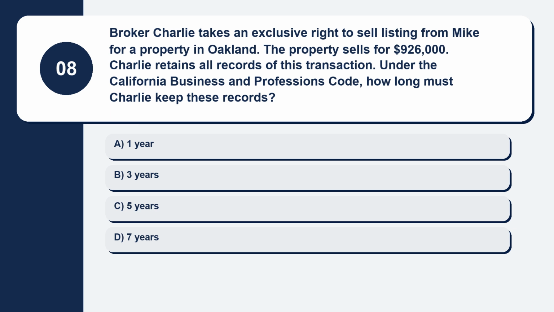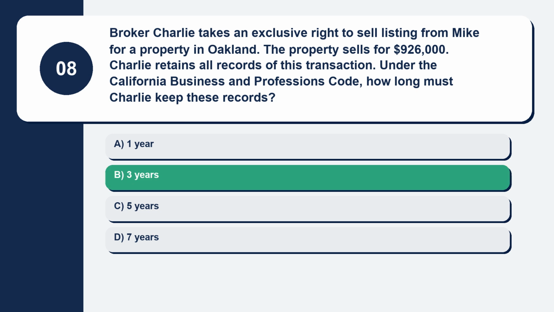Question 8. Broker Charlie takes an exclusive right to sell listing from Mike for a property in Oakland. The property sells for $926,000. Charlie retains all records of this transaction. Under the California Business and Professions Code, how long must Charlie keep these records? Here are your options. Option A, 1 year. Option B, 3 years. Option C, 5 years. Option D, 7 years. The correct answer is option B, 3 years.